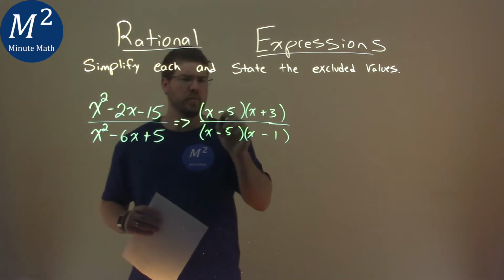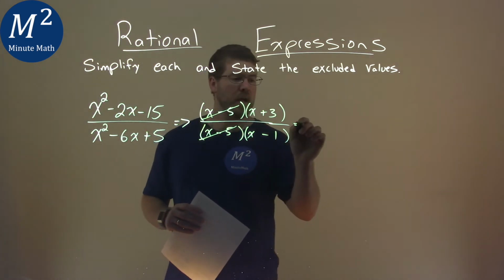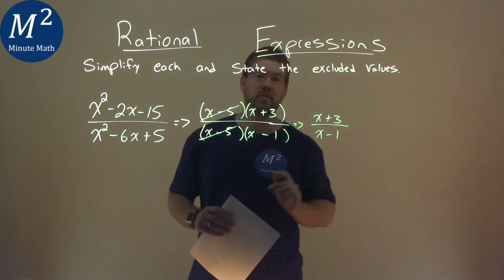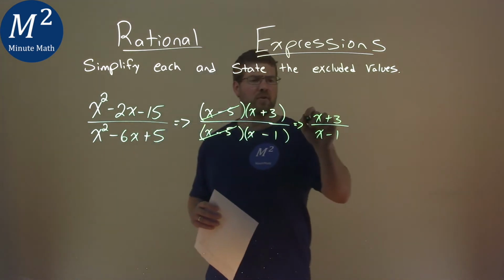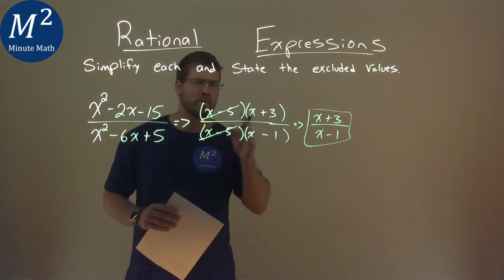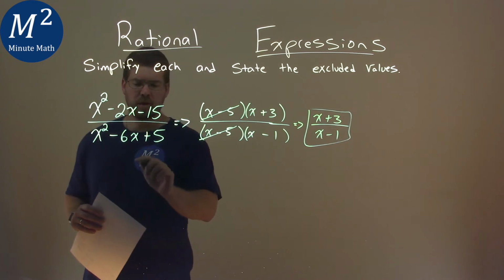Well, luckily for us, we see an x minus 5 over an x minus 5. They cancel, and we're left with an x plus 3 over an x minus 1. And so this can't simplify anymore, and now it's in simplest form. But we still have to find our excluded values. So we go back to our original expression and look at the denominator.